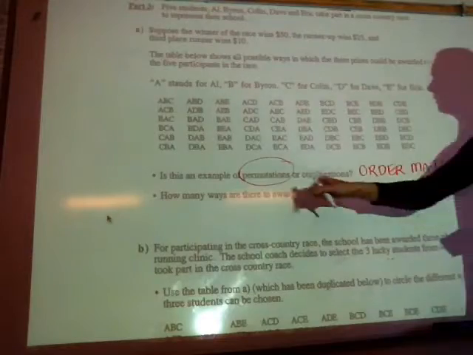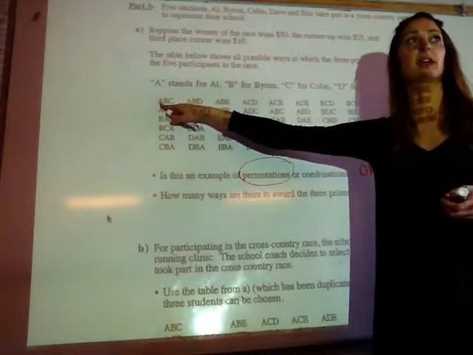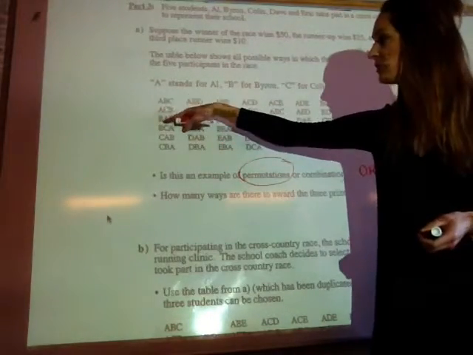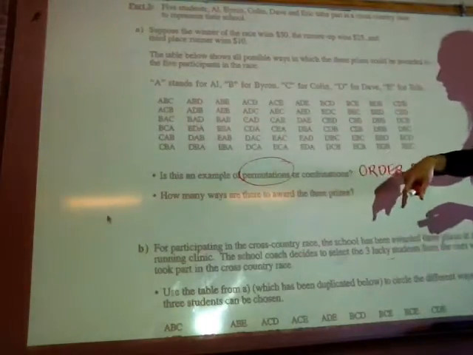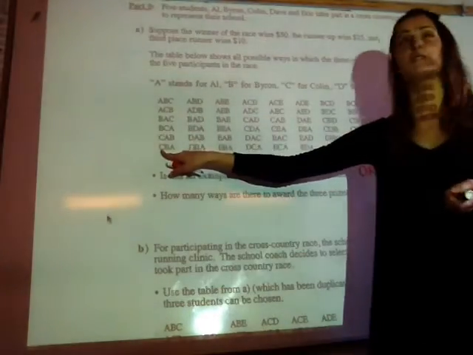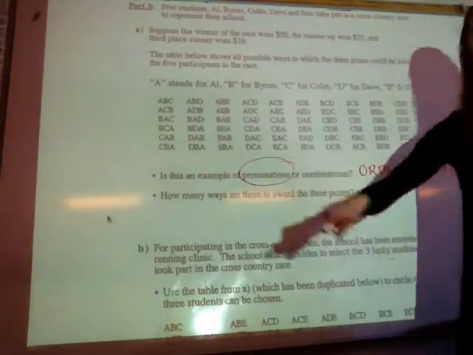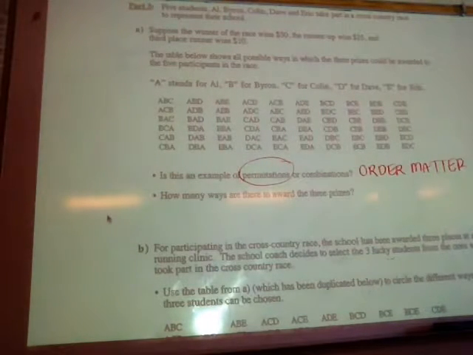Okay, so for example, here Al got first place, and he has a few opportunities of that. Okay, here Colin got first place. Here Dave got first place. So they're winning the $50. Okay, order matters because you want to win that $50.